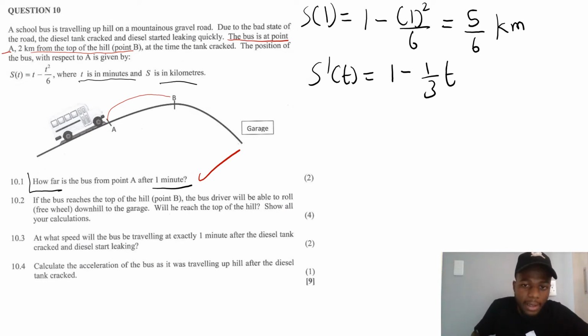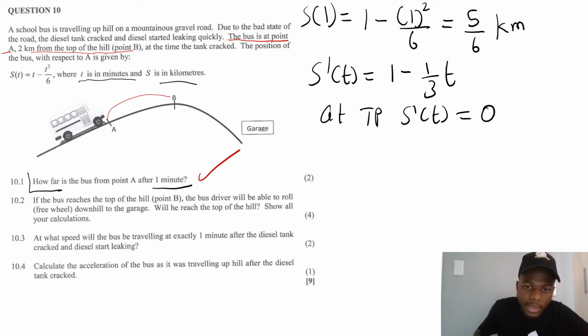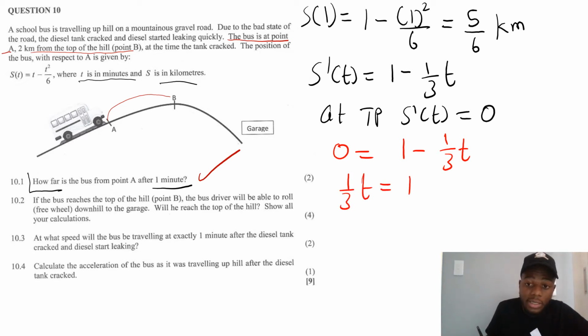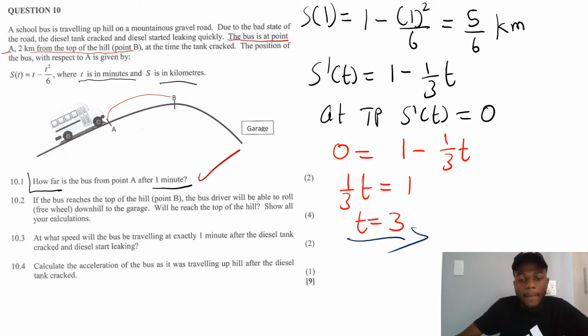At the turning point, the derivative is equal to 0. So it means that 0 will be equal to 1 minus 1 over 3t. Let's take 1 over 3t to the other side, so that it can be positive. 1 over 3t is going to be equal to 1, then t is going to give us 3. So this is the number of minutes.